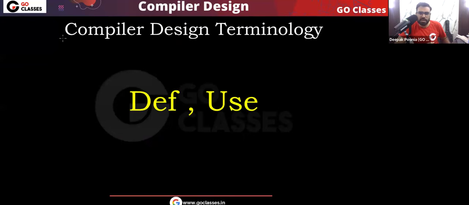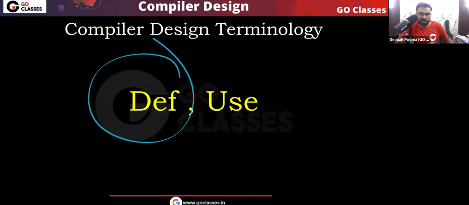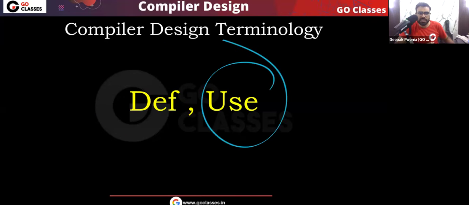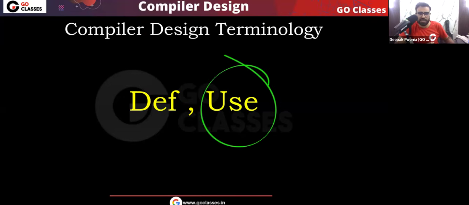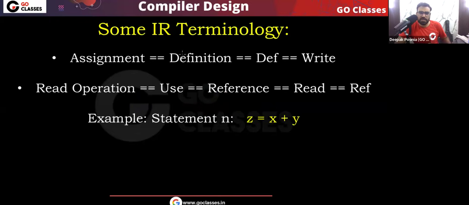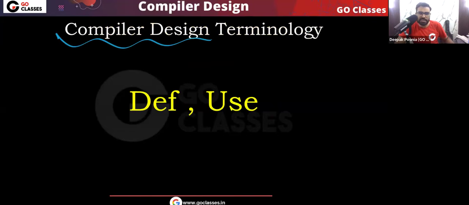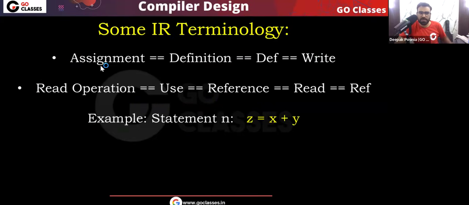Now let's study a compiler design terminology, that is def and use. For a variable, when can we say a variable is used and when can we say a variable is defined? Basically def means define, definition, and use means reading. We are reading a variable, we are using a variable. This is the terminology that we use when we study intermediate representations or optimization, basically when we study compiler design techniques.